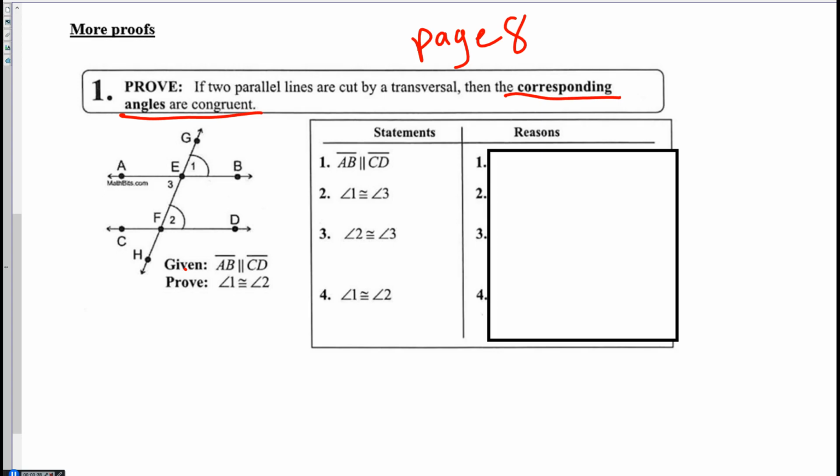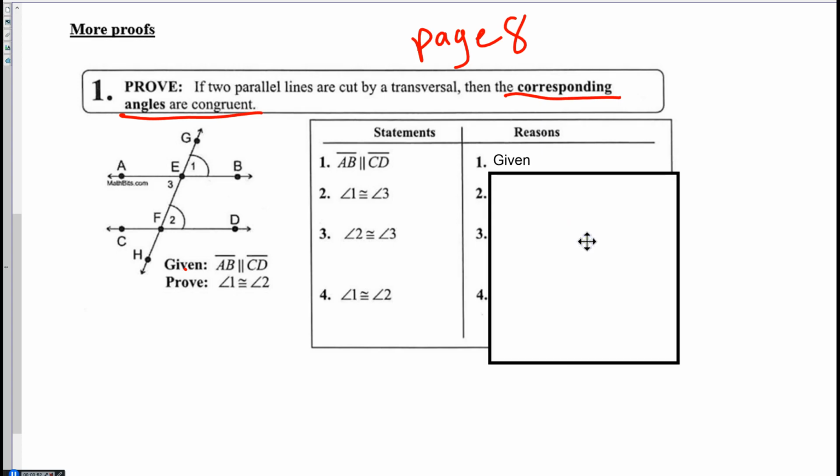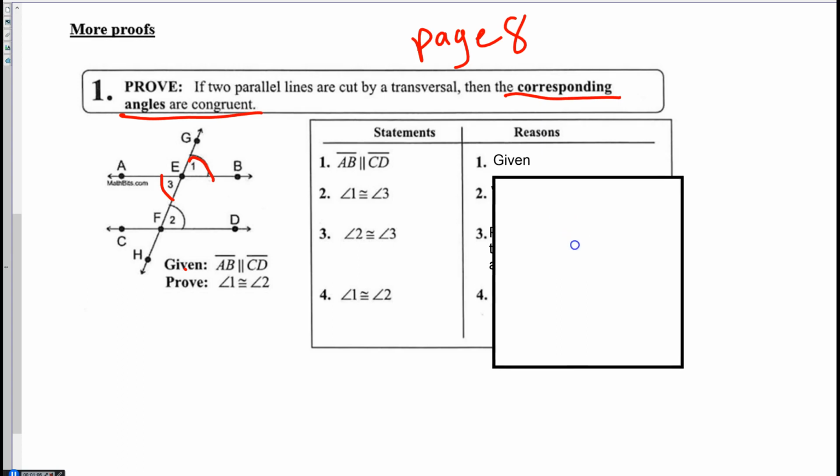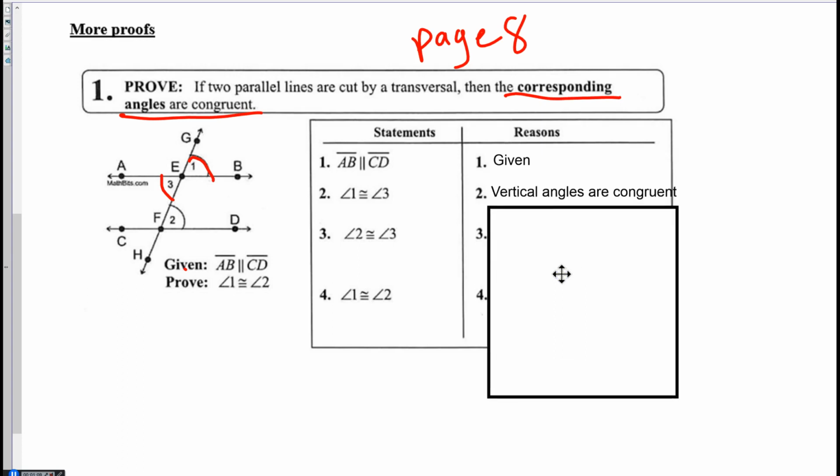So when I'm setting up a proof, I set up my statements on one side, my reasons on the other. And for this one, I filled in the statements for you already. So the first statement was AB is parallel to CD. The reason we know that is because, well, that was given information. The next statement, angle 1 is congruent to angle 3. The reason those are congruent is because those are vertical angles, and vertical angles are congruent. That's a theorem we've already proven.